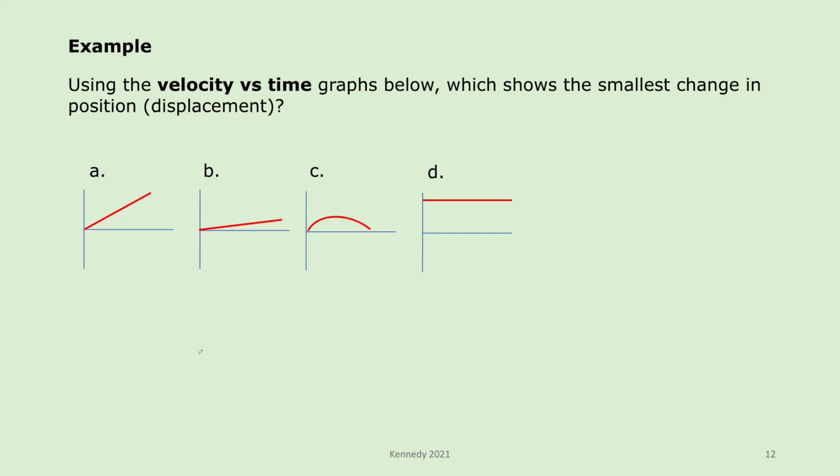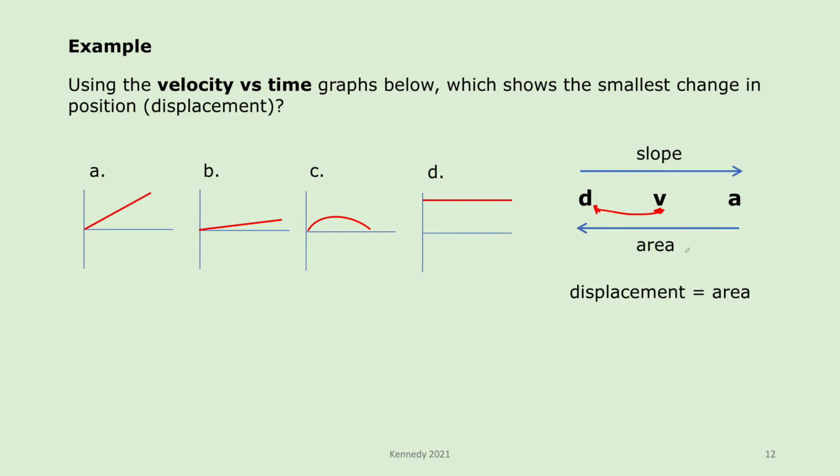See what's happening in this example. Use the VT graphs below, which shows the smallest change in position. In other words, the smallest displacement. Well, again, I bring up my memory aid, and I'm starting with a VT graph, and I've been asked about displacement. Oh, that's a movement to the left. So area is what I'm looking for. So displacement equals the area. It's asking about displacement, but I'm going to think area. So which of these four graphs would have the smallest area?